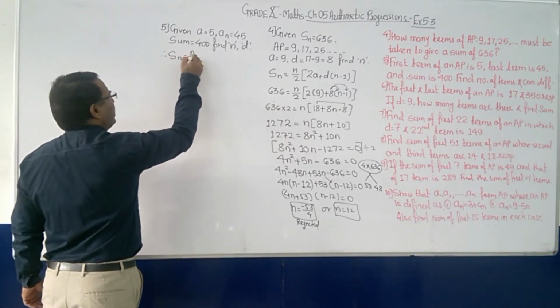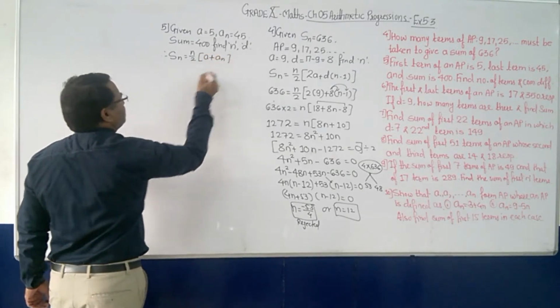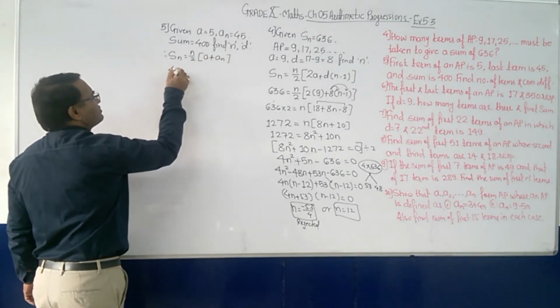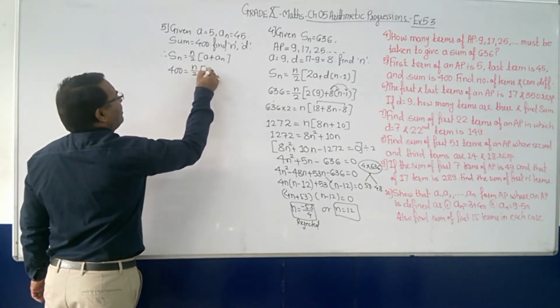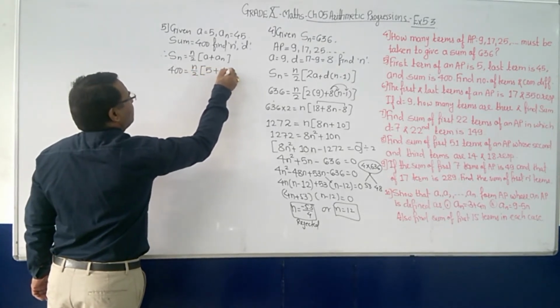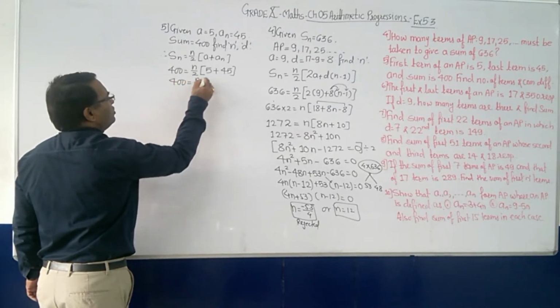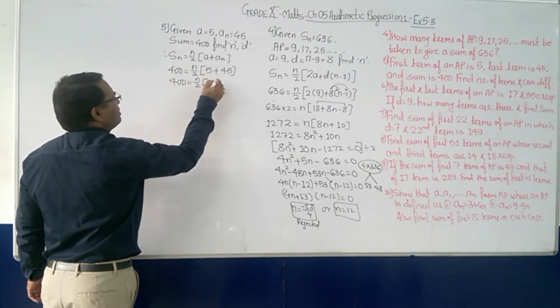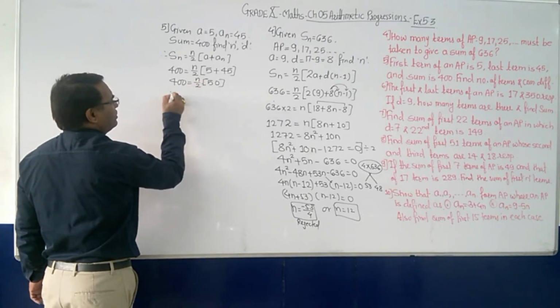Sn is equal to n by 2 times (first term plus last term). What is Sn? It's 400, n by 2. Then what is a? 5. What is an? 45. So it is 400 equals n upon 2 times (5 plus 45). 5 and 45 is what? 50. So directly also you can do as you wish.